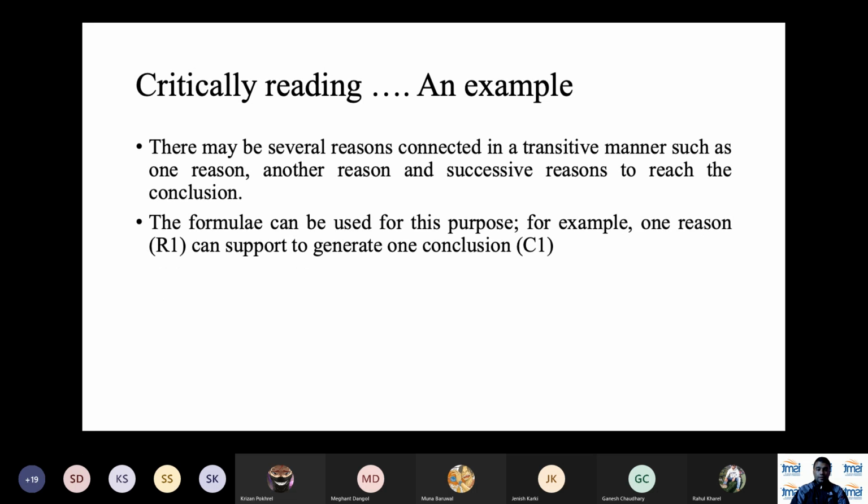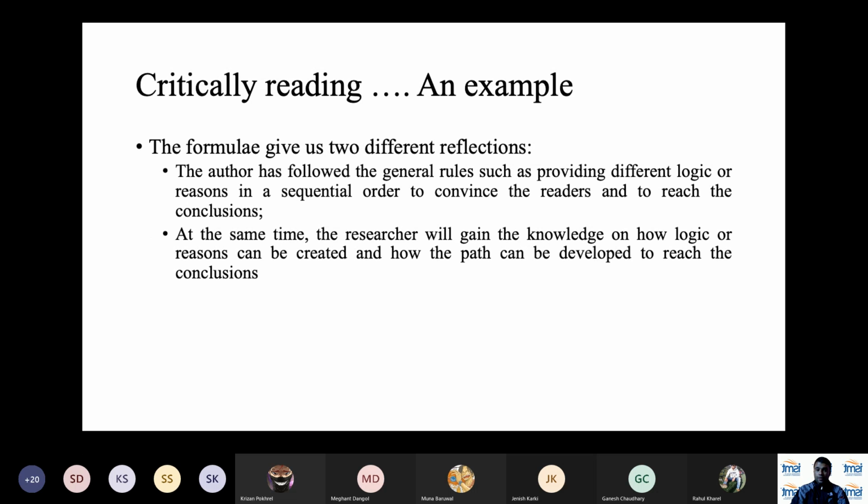There may be several reasons connected in a transitive or direct manner, such as one reason, another reason, or a successive reason. There might be several reasons which are directly associated, and you are going to search for that kind of thing. For example, one reason can support generating one conclusion, a cause and effect relationship, if there is any in that particular literature. This is just an example; this might not always be the case with the literature that we have searched.